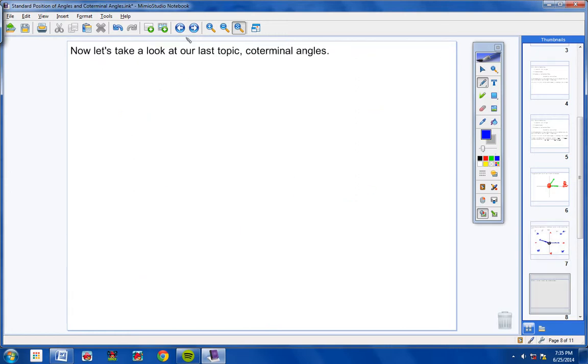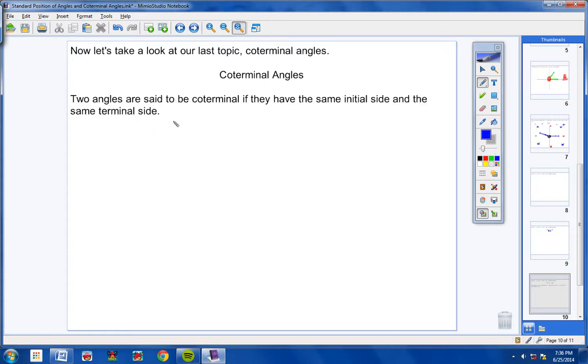But moving on, let's take a look at our last topic, coterminal angles. Go ahead and copy this in your notes, please, as a heading. Your second heading on this video is going to be coterminal angles. I would like you to include the date, please, so your notes are organized. And here we go. I'm going to go fast, so pause the video when you need to. Two angles are said to be coterminal if they have the same initial side and the same terminal side. Okay, let me say that again. Two angles are said to be coterminal if they have the same initial side and the same terminal side.